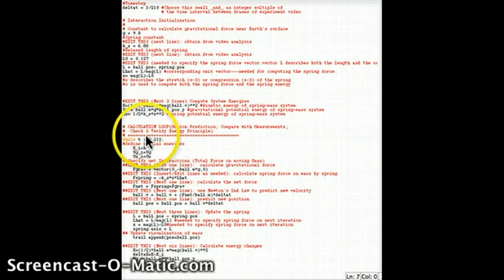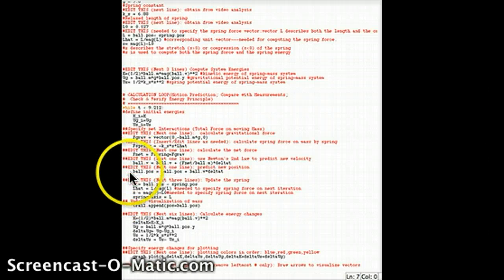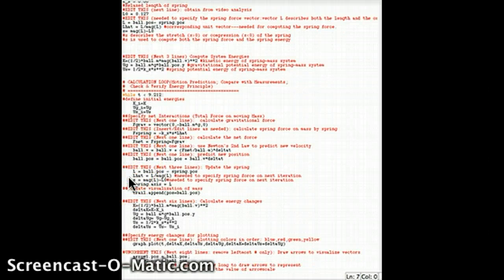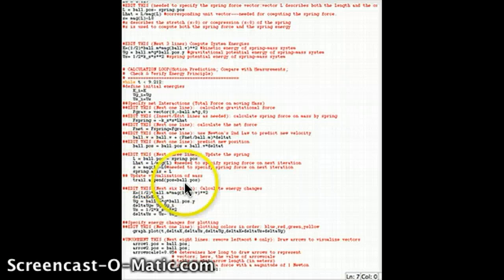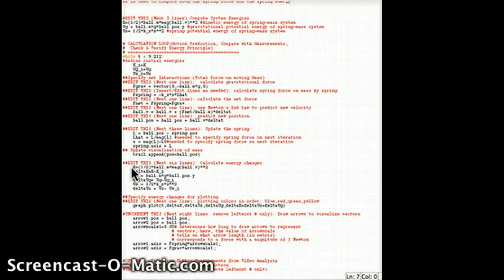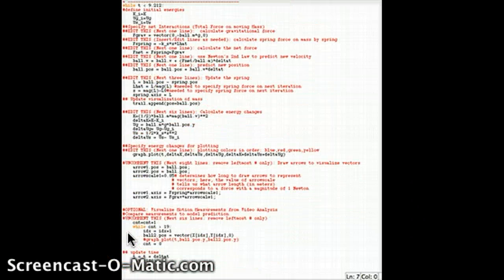The while loop ends at the time at which the motion ends. And the values here for gravity and spring follow the formulas, and the total force is equal to the spring force plus the gravitational force. And the ball's velocity and position are updated by using Newton's second law. Then we update the spring right here using L, L hat, and S formulas. Again here, the energy changes are formulas that we just discussed in the PowerPoint slides previously.